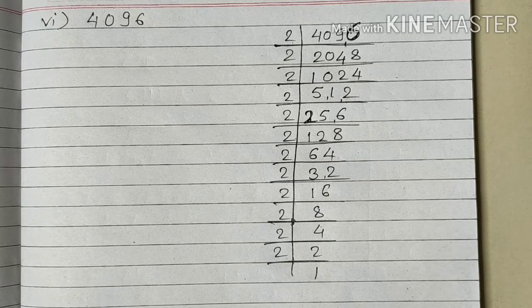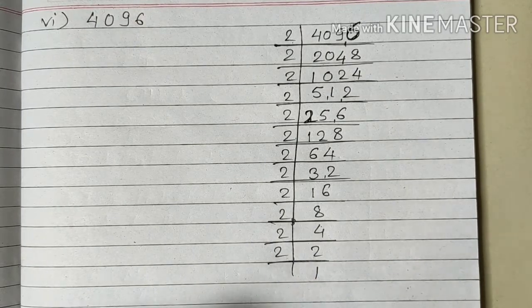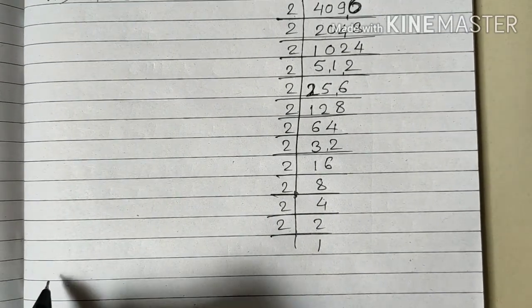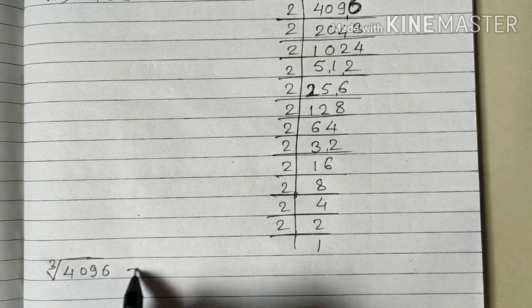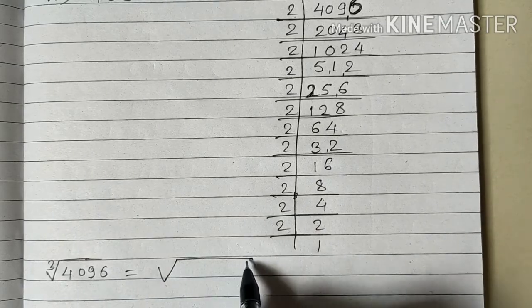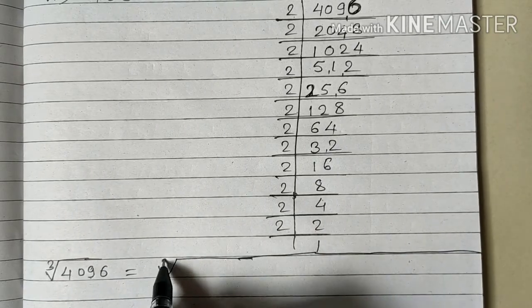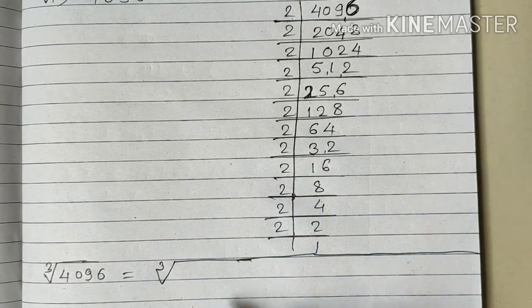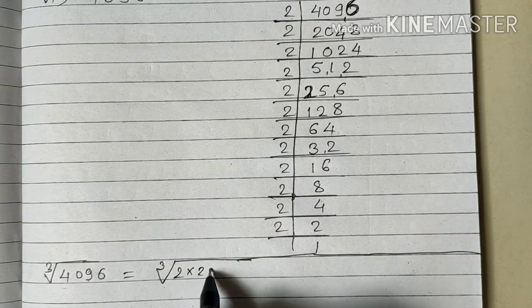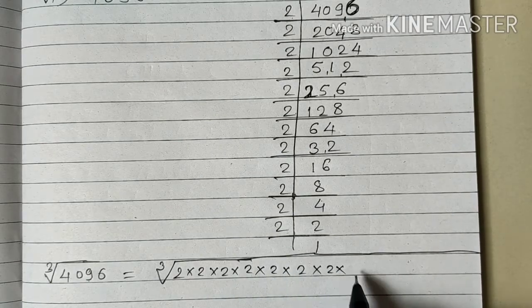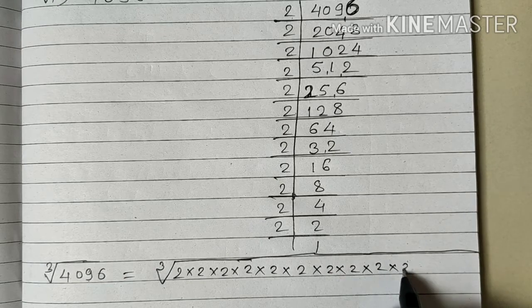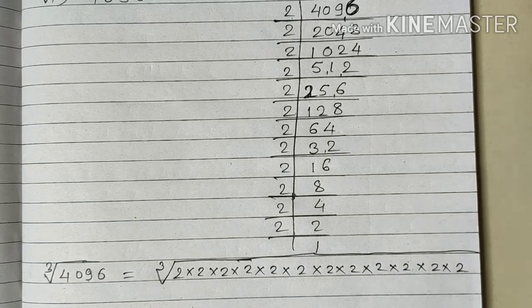So if 12 times 2 is there, let us make a cube root of this. To find out the cube root of this given number, cube root of 4096, it means 12 times 2 is there as a prime factor. 1 2 3 4 5 6 7 8 9 10 11 and 12. Okay, so 12 times 2 is there.